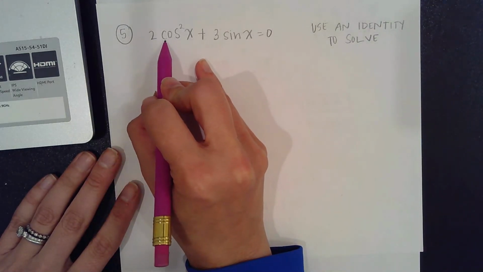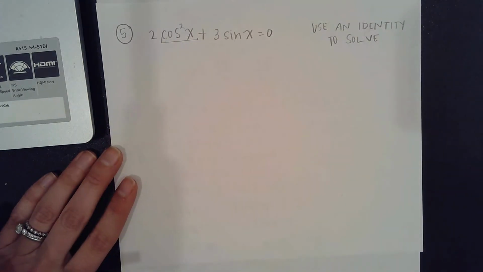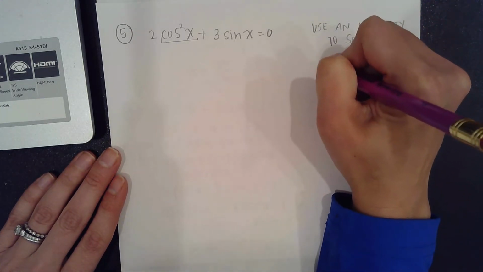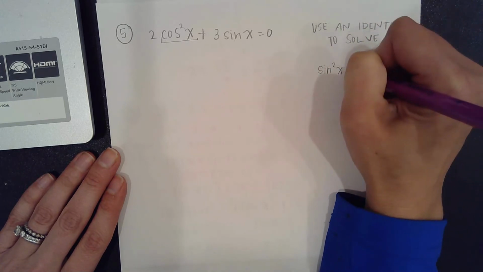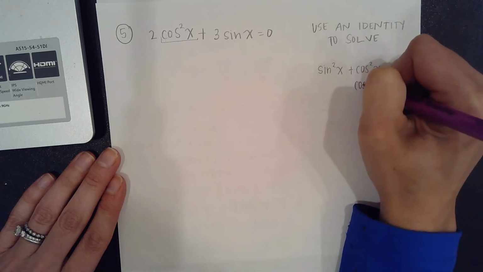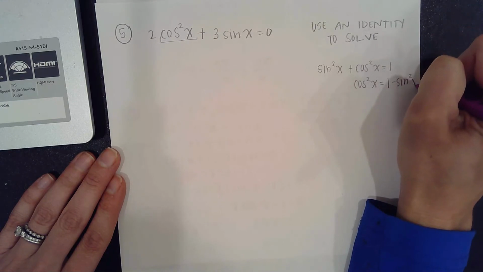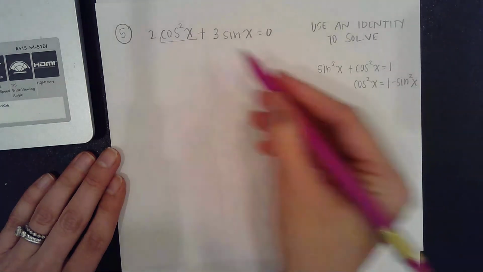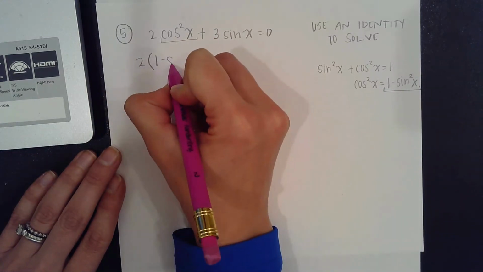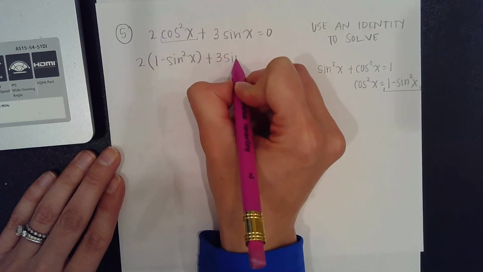Alright, so I've got a cosine squared and I have a sine. Well, the only thing I know is that I could plug in something for cosine squared. So remember, the Pythagorean identity is sine squared plus cosine squared equals 1. If I solve it for cosine squared, it would be 1 minus sine squared. So for that cosine squared, I'm going to plug in 1 minus sine squared. And this is going to help us. It's all in terms of sine here.